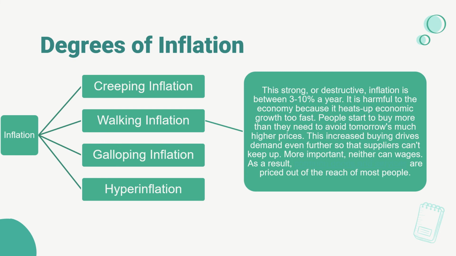So people start to buy more than they need to avoid tomorrow's much higher prices. This increased buying drives demand even further so that suppliers can't keep up. When there is too much demand at a particular price in the present, the suppliers cannot keep up with the demand. The suppliers cannot supply, and this will create a shortage in the economy. So this is walking inflation. Any rate of inflation between 3 to 10% is walking inflation.